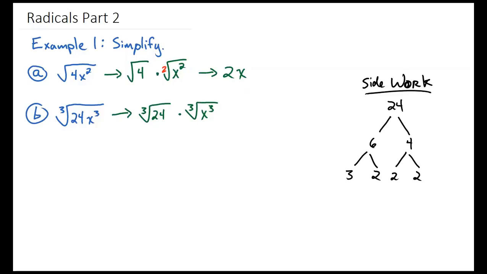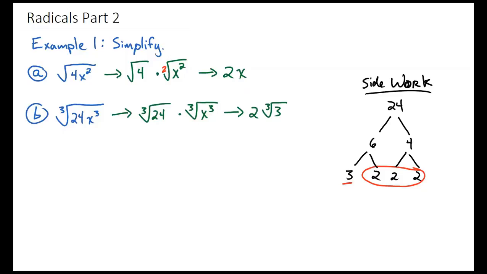Now we want to check back and think about what our index is. Here our index is a 3, so that means we're making sets of 3. Well, we have a set of 3 2's being multiplied inside our factor tree, but the 3 is all by itself. So what that means is that the cube root of 24 is 2 cube roots of 3, because the set of 3 2's represents a 2 to the third, and the cube root will cancel out that cubing.